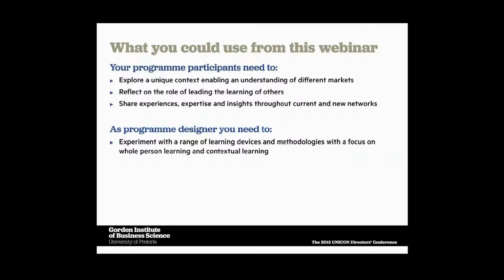So in going through the next 30 minutes or so, I considered some of the things that you might be interested in learning about. I anticipated that the programs perhaps that you might be responsible for in executive education explore a unique context, enabling an understanding of different markets. Your programs and therefore their participants might reflect on the role of leading the learning of others. And also that program participants in your executive education programs might share experiences, expertise and insights throughout current and new networks.